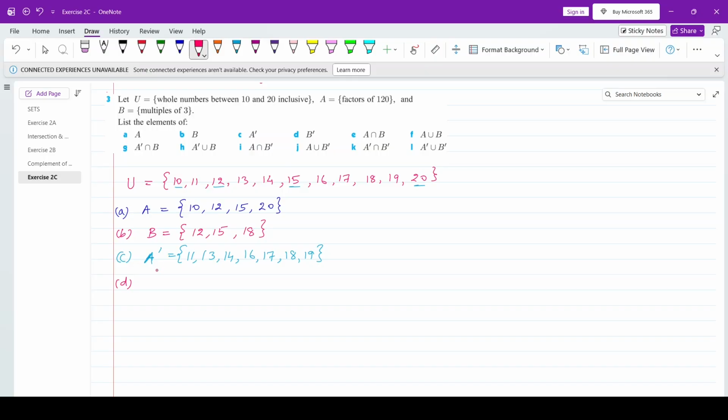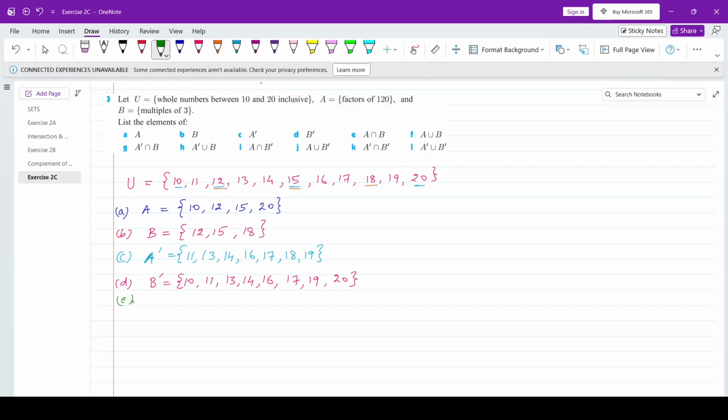Part D says B prime or B complement. So B complement will be, first we need to find the elements that are present in B from U. So 12 is present, 15 is present, and 18 is present. So apart from those three elements, what are the elements that are in U? 10, 11, 13, 14, 16, 17, 19, and 20. This is our answer.